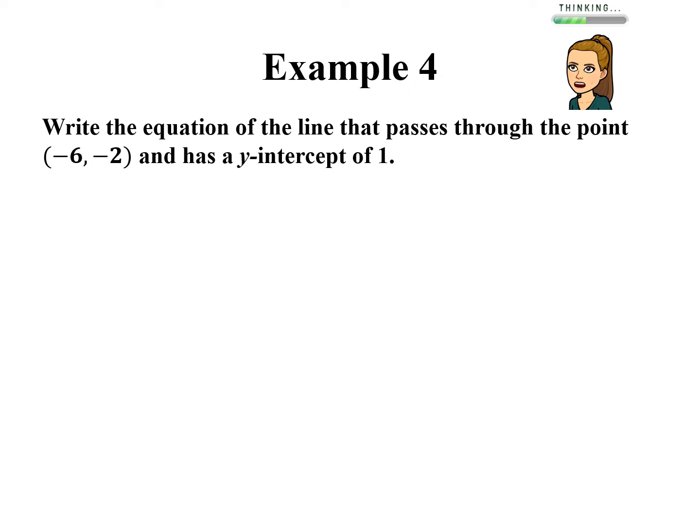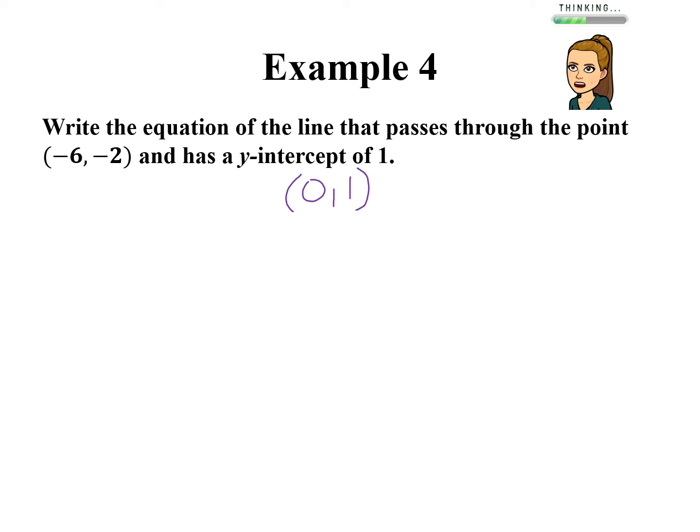Ooh, another practice here. This time I want to write the equation of the line that passes through the point negative 6, negative 2, and has a y-intercept of 1. Well, typically I would find my slope first, but in this case here, there's two different ways I can do it. One way is I can take that y-intercept and I can turn it into an ordered pair. I know that if my y-intercept is 1, I can write that ordered pair as 0, 1. From there, I can find the slope of my line using the slope formula.